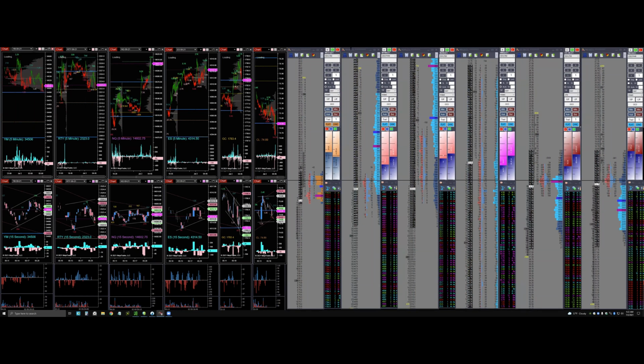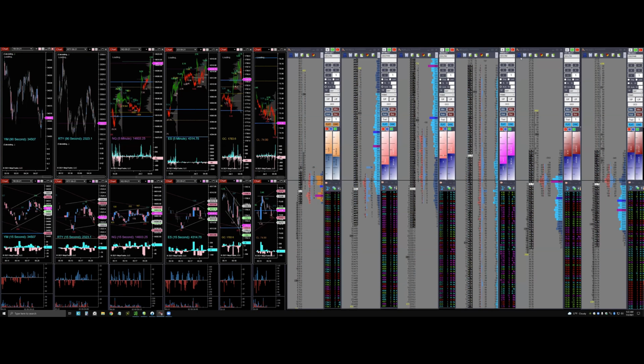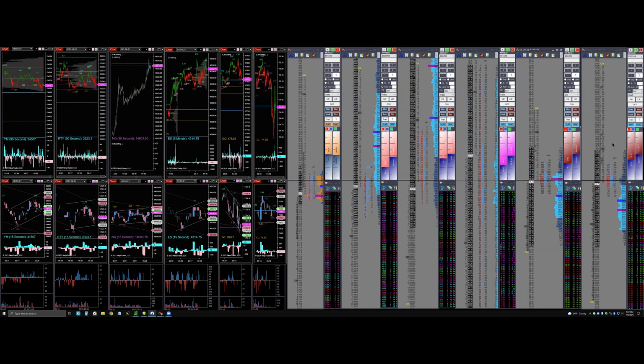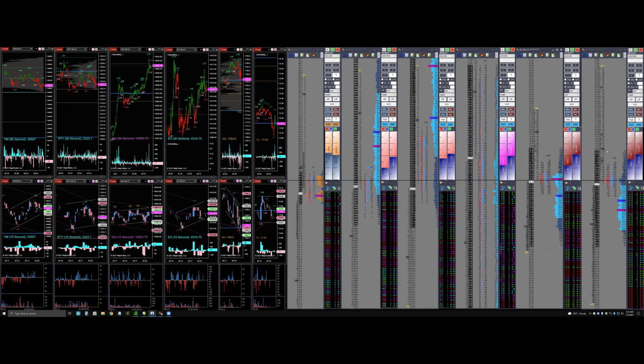So I'm going to put those back to 90 seconds. I like to look at where the indexes are relatively. And just so you know what you're seeing, the far right over here is the micro ES.